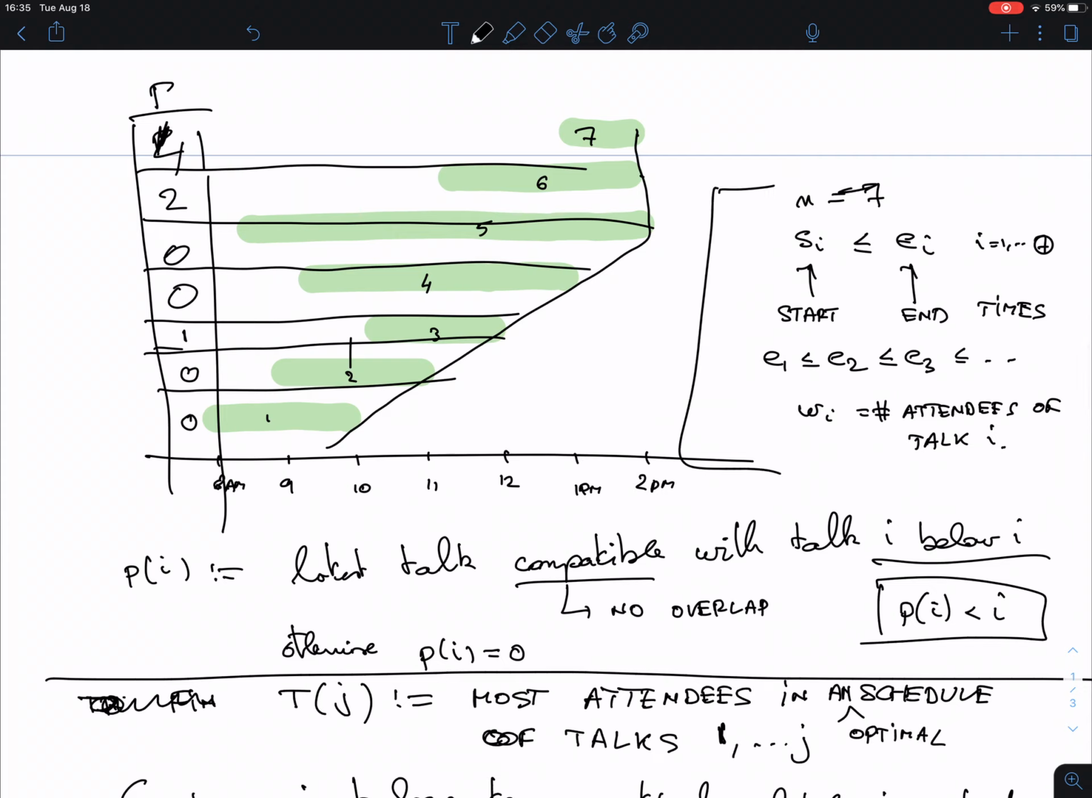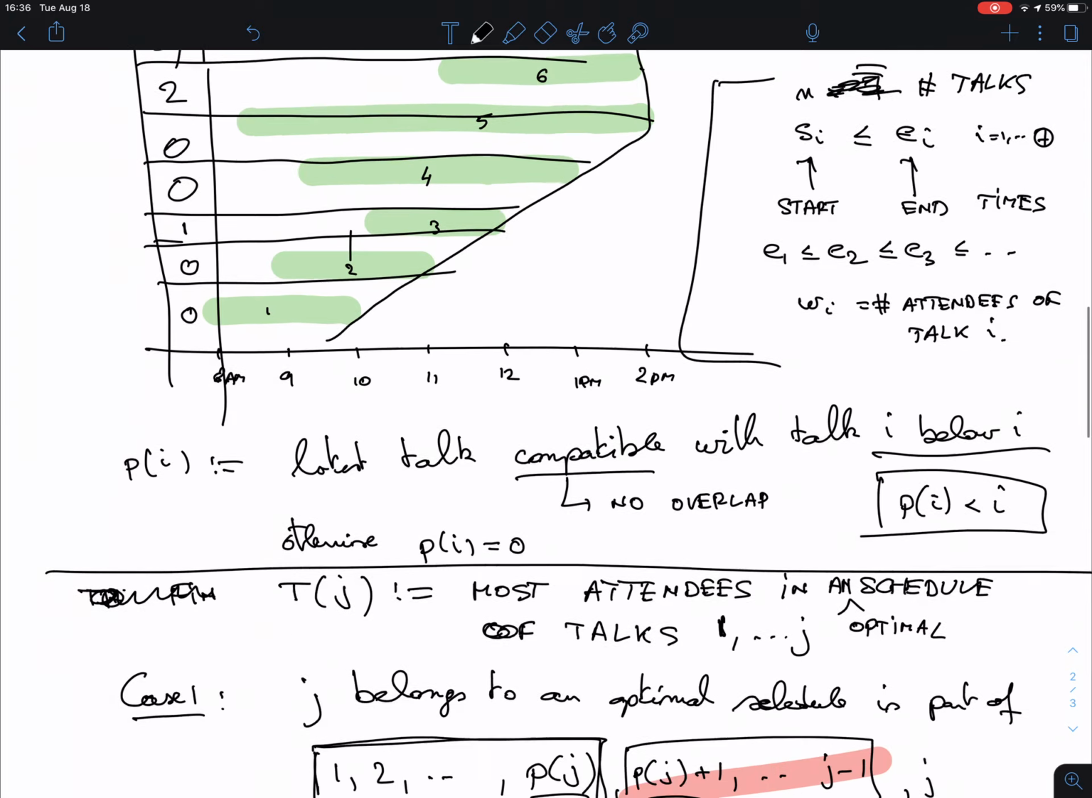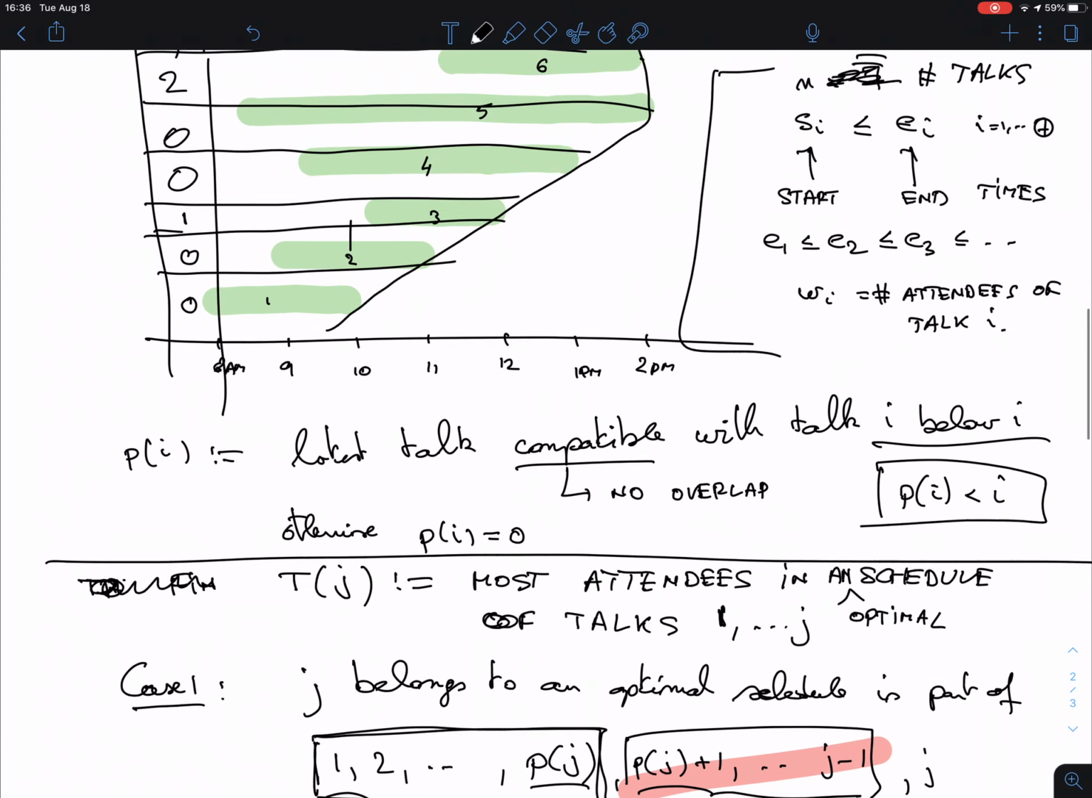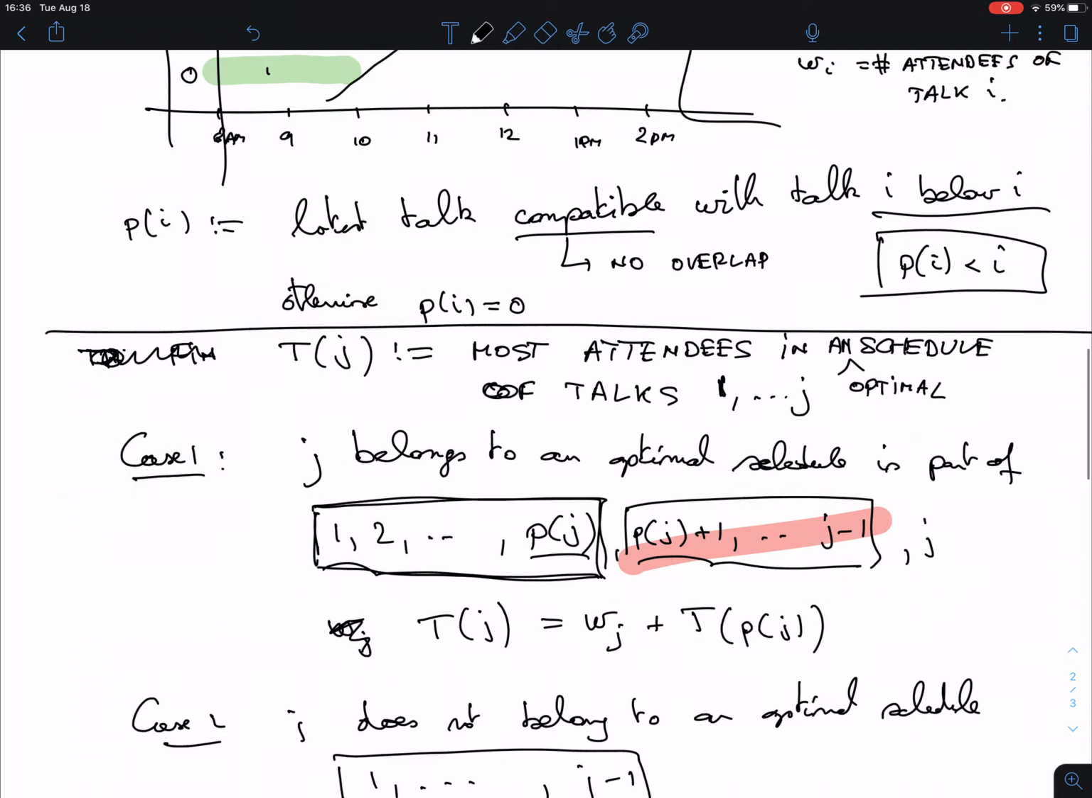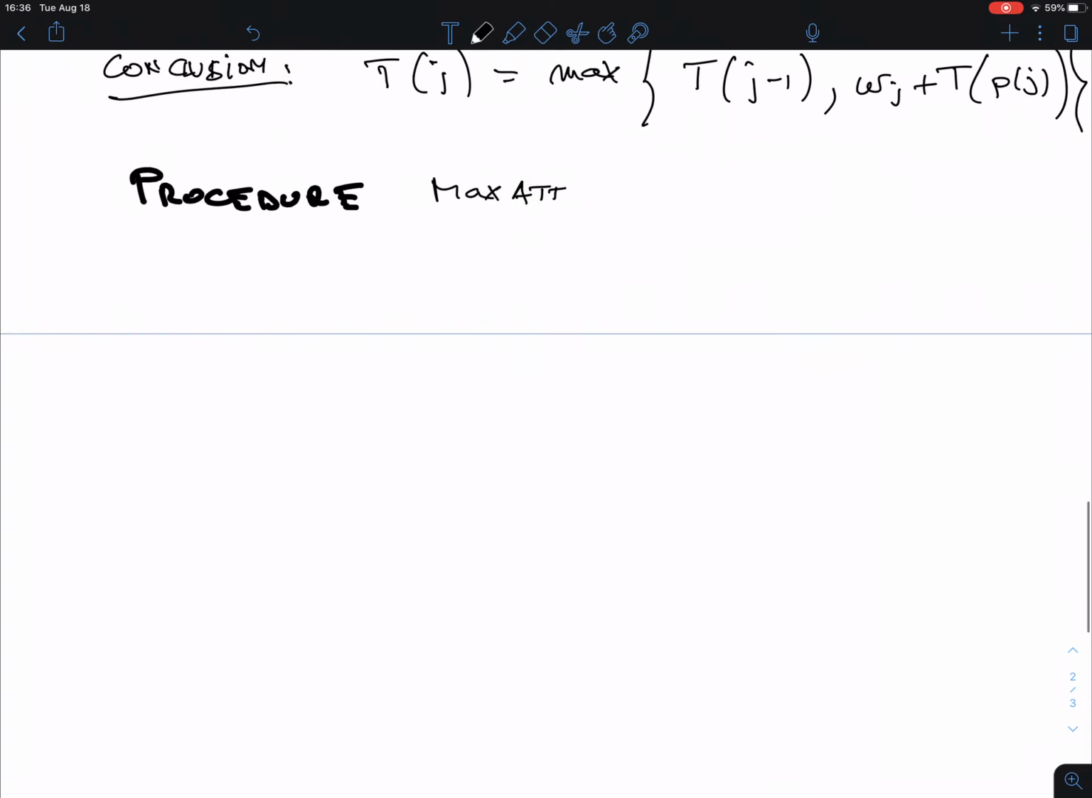Of course, n is now in general the number of talks. In the example it was 7, but in general this is the data. So the data is already assumed to be in the format that I discussed here. Okay, so max attendancy, and then what do you do?